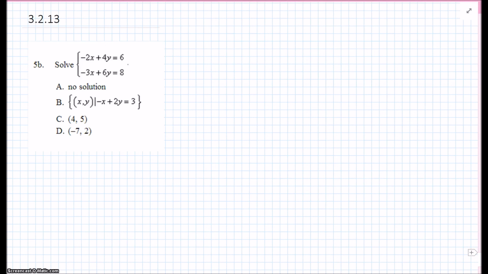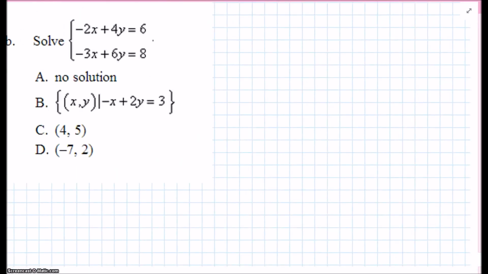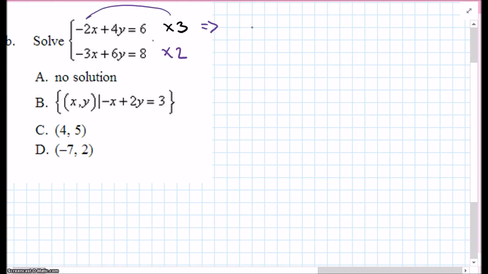Negative 2x plus 4y equals 6. Negative 3x plus 6y equals 8. So let's look to see what we can multiply these by to make it a little bit simpler. Okay, let's multiply the top equation, every term, by 3, and let's multiply the bottom equation, every term, by 2. Let's see if we can speed this up a little bit. 3 times negative 2x is negative 6x. 3 times positive 4y is positive 12y. And 3 times 6 is positive 18. So we multiplied that one by 3.